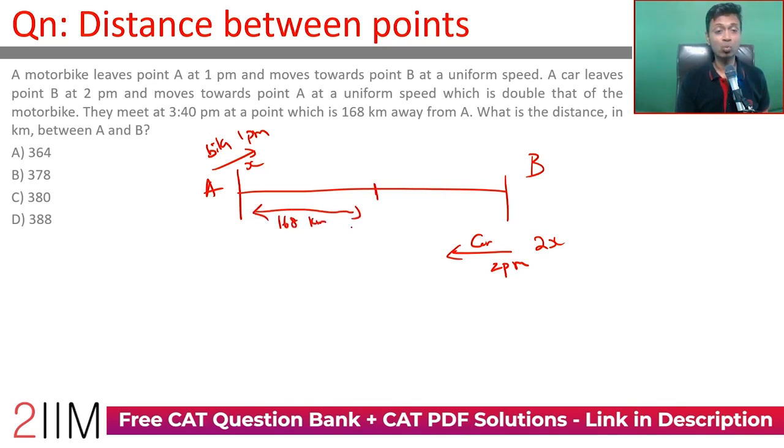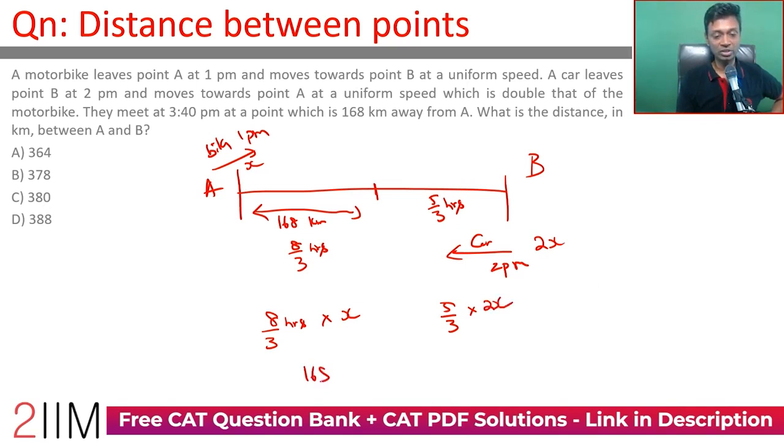And so from 1 p.m. to 3:40 p.m., I'm going to think in terms of hours. Sorry, 1 to 3:40. So it is 2 hours and 40 minutes, or 2 by 3, or this is 8 by 3 hours A has traveled. B at the same time has traveled not 8 by 3 hours but only 5 by 3 hours. A has traveled for 8 by 3 hours. B has traveled for 5 by 3 hours. Fine. So in 8 by 3 hours A travels at a speed of x. B travels for 5/3 at a speed of 2x.